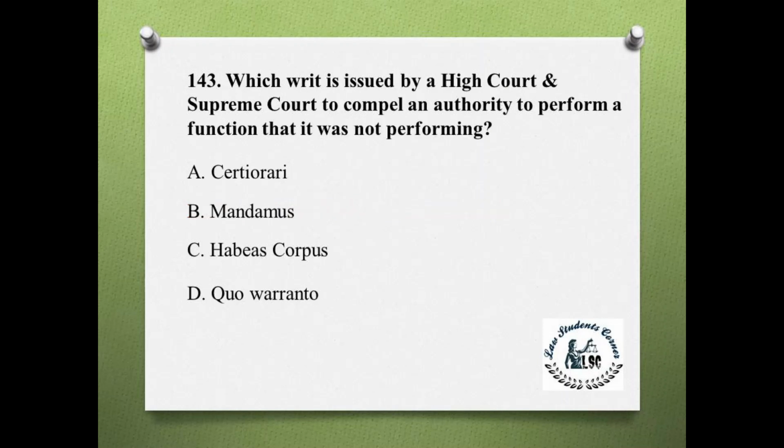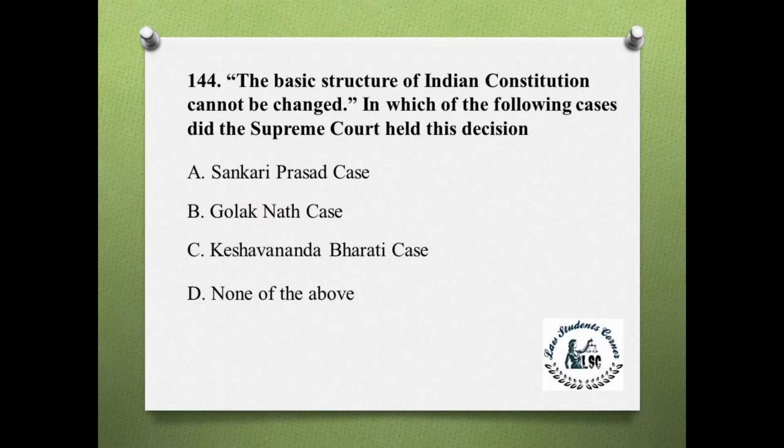Question number 143. Which writ is issued by a High Court and Supreme Court to compel an authority to perform a function that it was not performing? Option A, Certiorari. Option B, Mandamus. Option C, Habeas corpus. Option D, Quo warranto. Correct answer is option B, Mandamus.